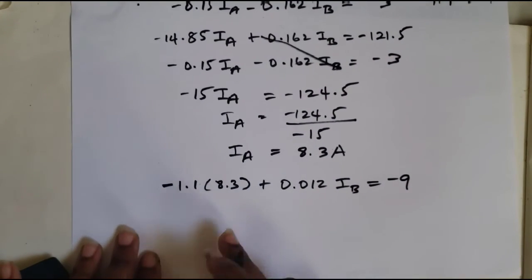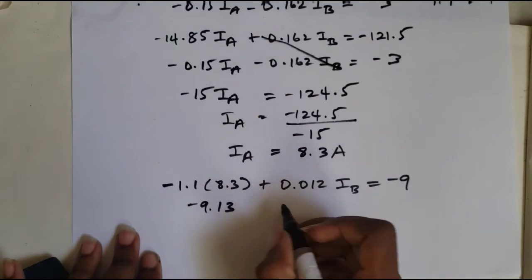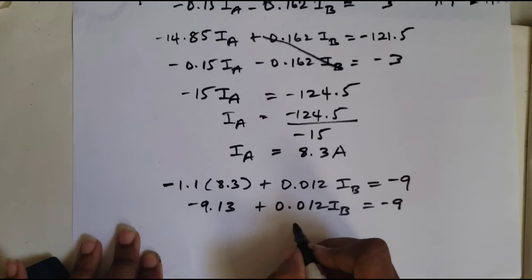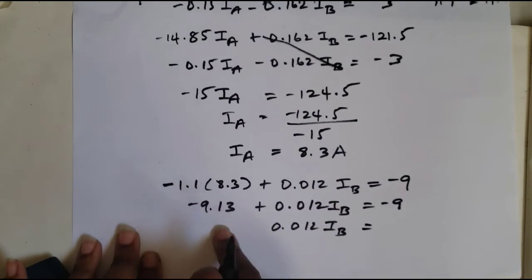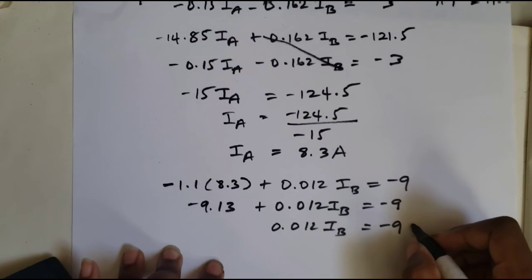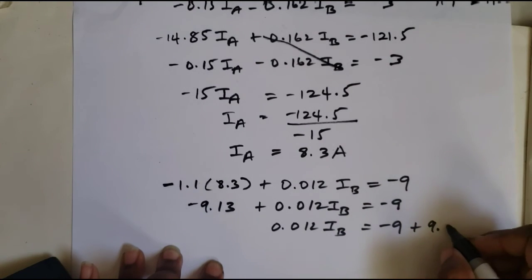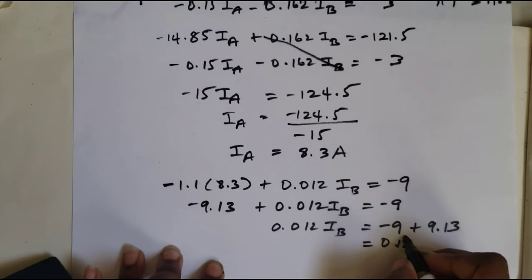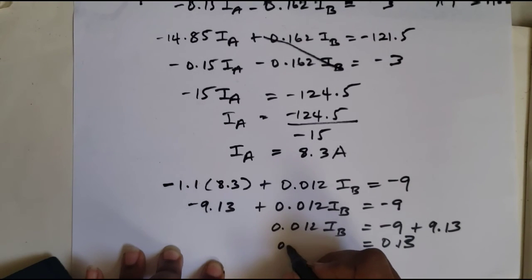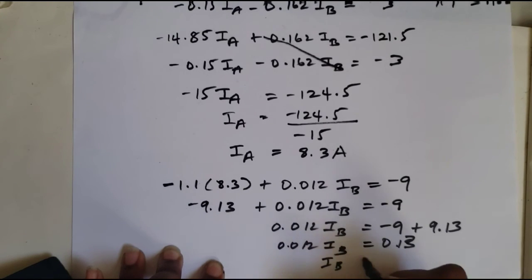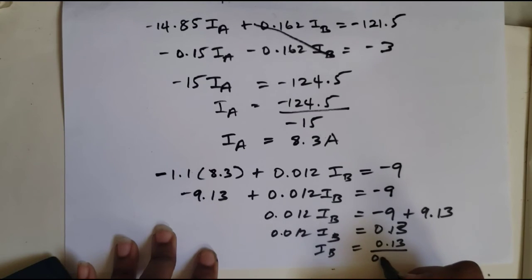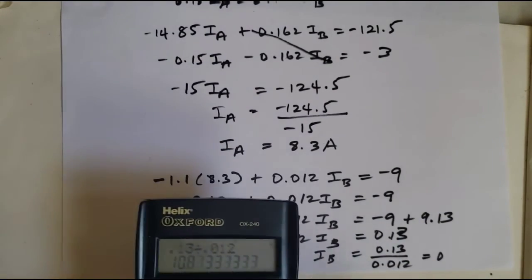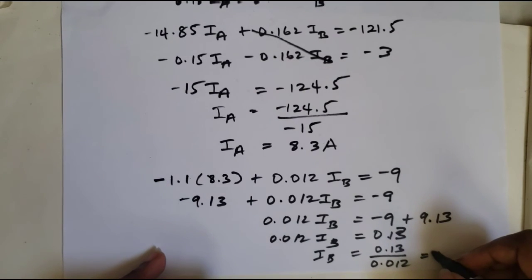Multiplying this gives negative 9.13 plus 0.012 IB equals negative 9. Of course, we carry this negative 9.13 over the equal sign, giving you a positive 9.13, which equals 0.13. Right. Therefore, now IB is going to be 0.13 divided by 0.012, which is going to be, let's work that out, 10.81, right?